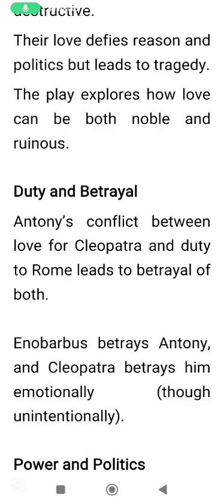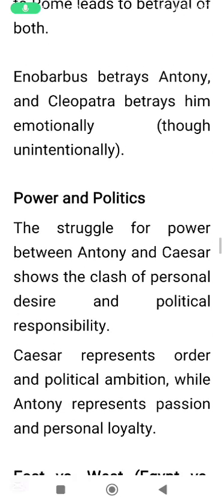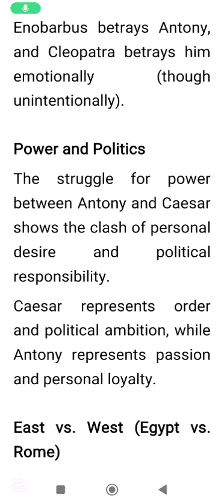Then at the same time, Cleopatra also flees while the battle is very hot. So Enobarbus betrays Antony too, and Cleopatra betrays him emotionally. So we can see both Enobarbus, whom I said is a loyal friend to Antony, also betrays him. His betrayal is actually unintentional, but he has to face the reality. Then the third theme is what?